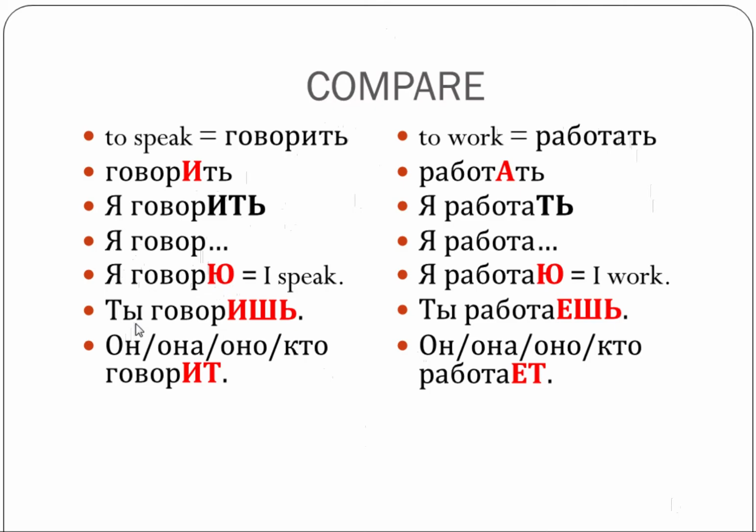If my sentence begins with ты, I'll add ишь. So E is added back, but it's not present in the first sentence here. And then if my sentence begins with он, она, оно, кто, I will add ит. And we'll discuss the other persons, the plural forms, later on. So that's with E verbs.